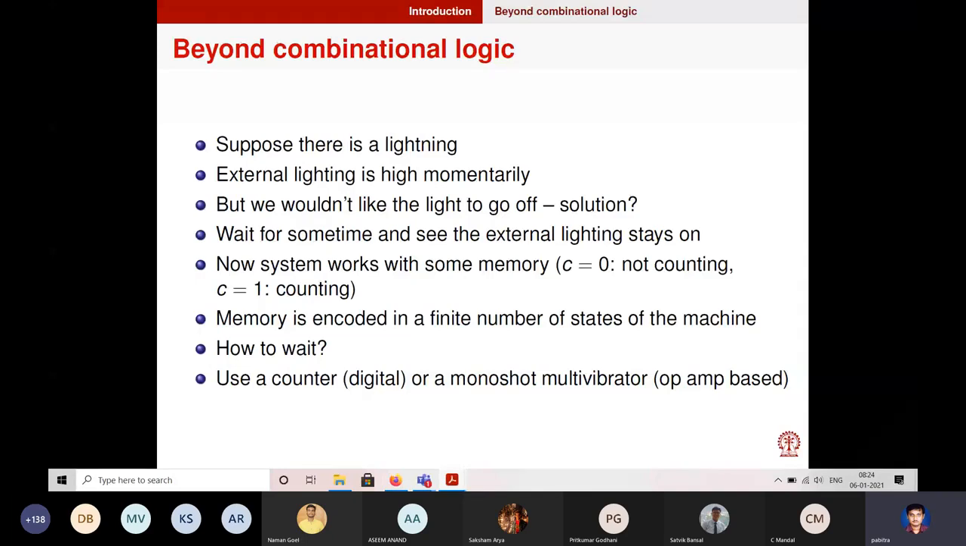Okay, so now let us come to a slightly more complex case, where we'll see that such simple logic might not work. We need something more. Consider the situation that maybe there's lightning outside. Maybe there is a thunderstorm and there's lightning outside, and the external light, maybe for a second or two, is high. There is a flash of light and it is high.